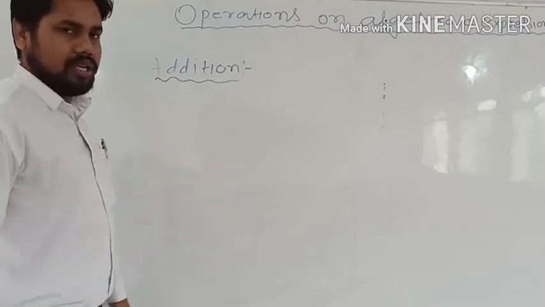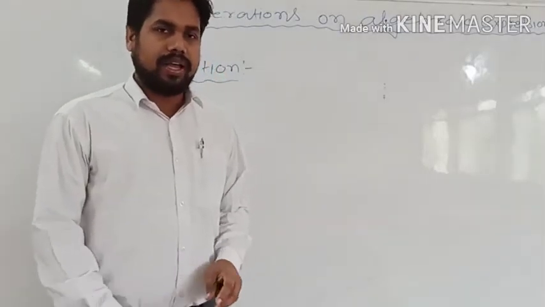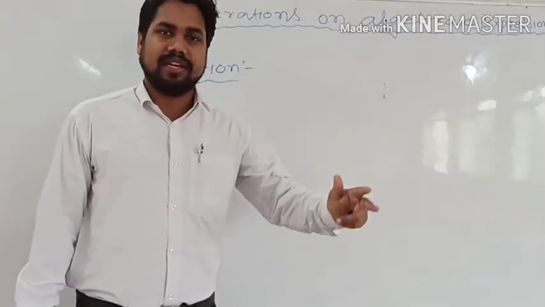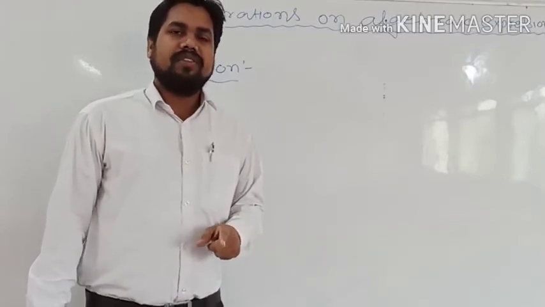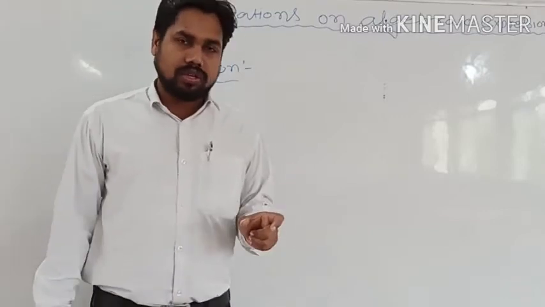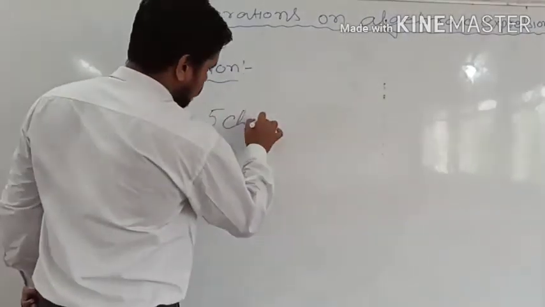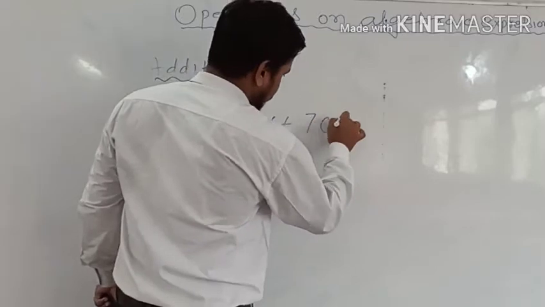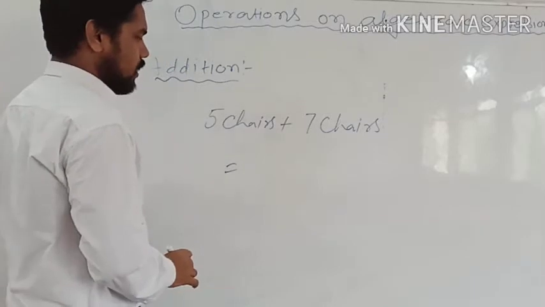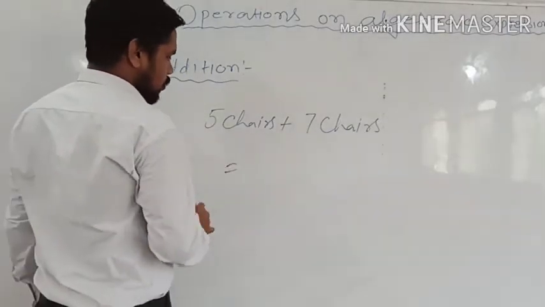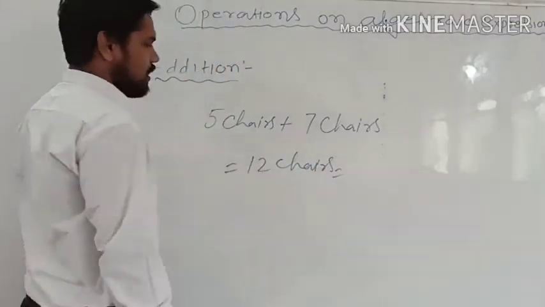If we talk about a real life example, you cannot add chairs with tables, right? If we are saying 5 chairs plus 7 chairs, then you can add those two terms. Only then can you say 5 plus 7 chairs. So 7 plus 5 is how much? 12, right? So 12 chairs. In this case only we can add.